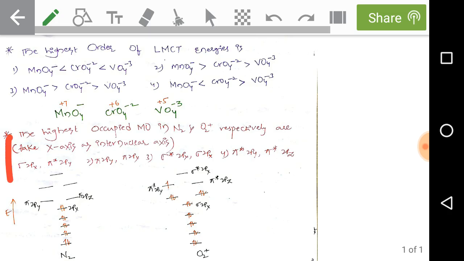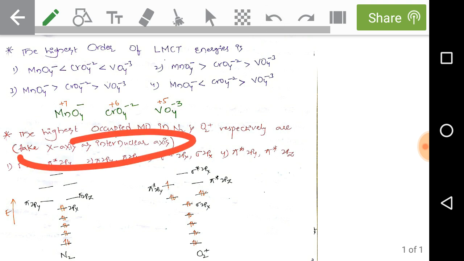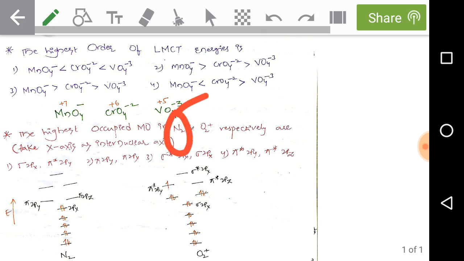Okay, next one: the highest occupied molecular orbitals in N2 and O2 plus, respectively, are. Take the x-axis as the internuclear axis, right? So this is the key point: the x-axis is the internuclear axis. Now we need to draw molecular orbital diagrams, and N2 has 14 electrons, so just fill the 14 electrons here.